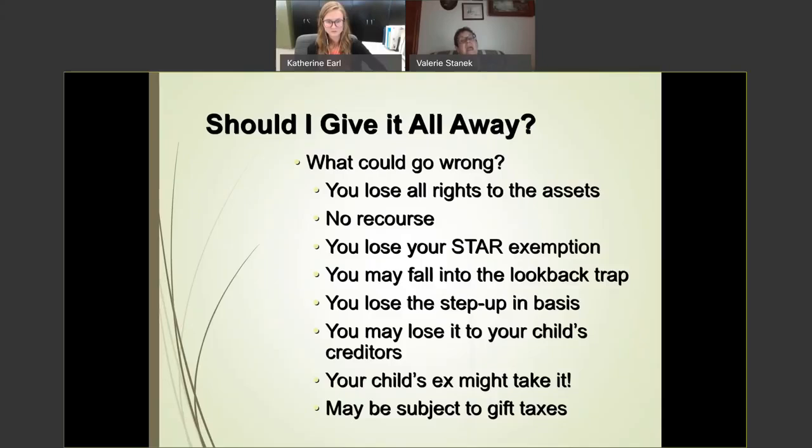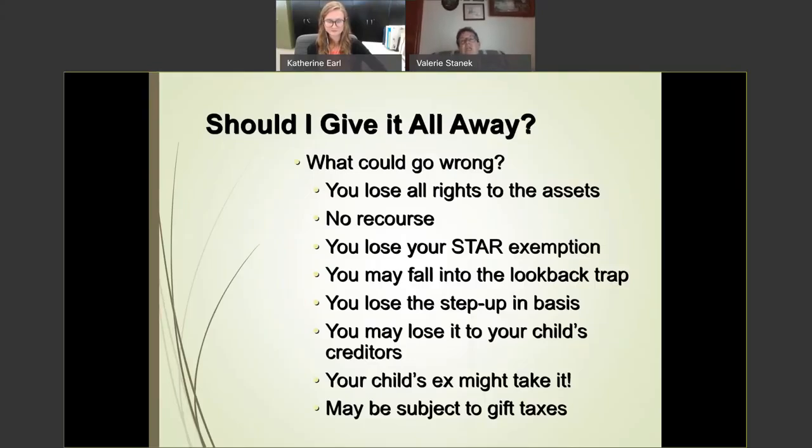If you're gifting away real estate, let's say that you're giving away your house and you're putting your children's name on it, taking your name off it, what might happen is you might lose your STAR exemption. So that tax savings that you get under STAR may very well disappear due to the age and income of whoever you gave that property to.